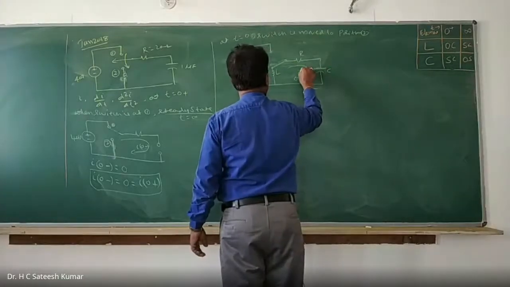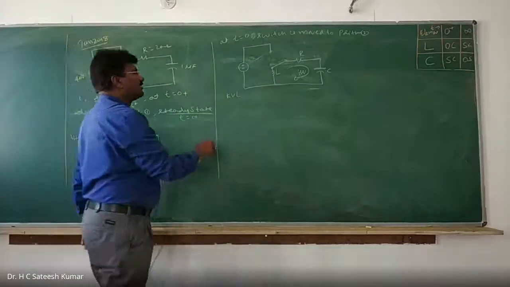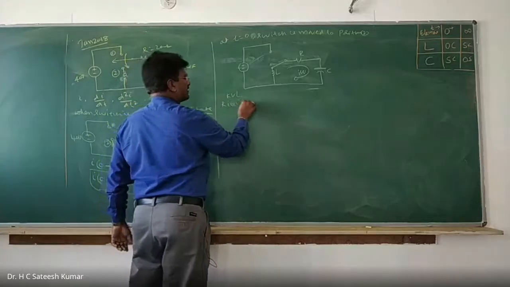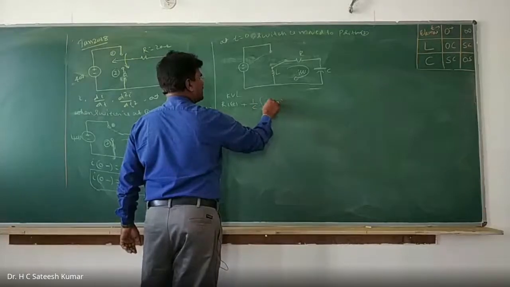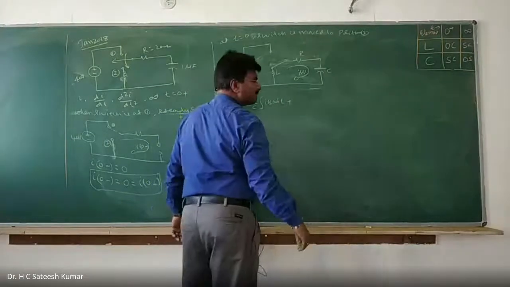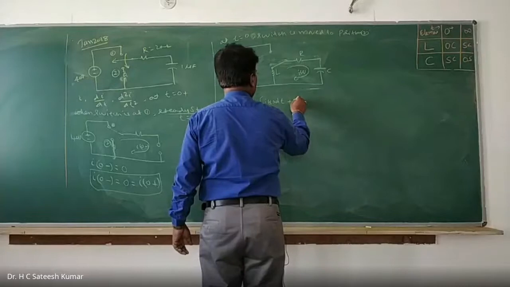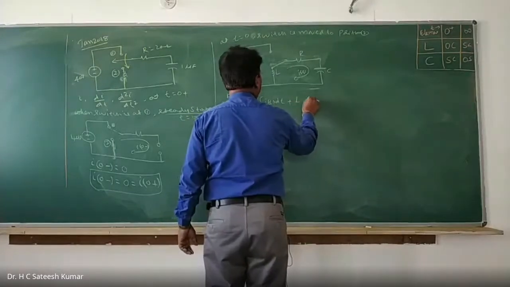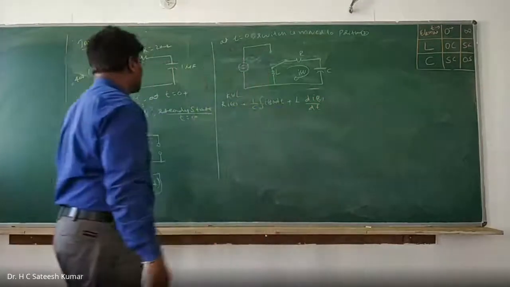Now you apply KVL. If you apply KVL, what will you get? R into I of t plus 1 by C into integration of I of t dt plus L into di of t divided by dt.